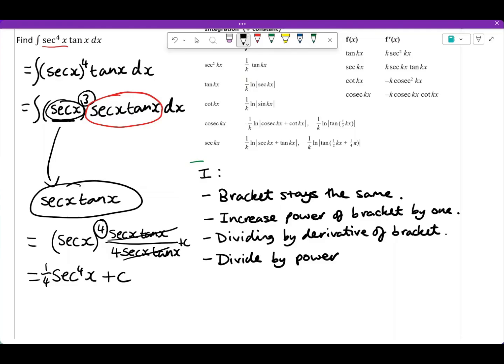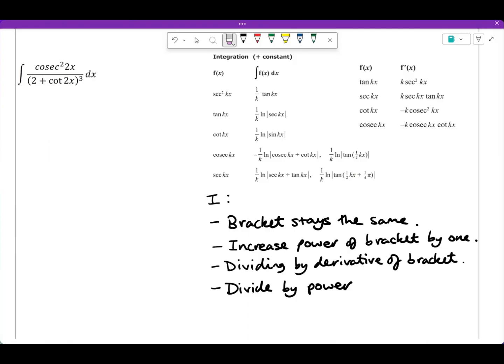Let's have a look at another one. So we've got our integral here. And this one looks a bit more complicated as we've got a fraction involving trig functions. Now what I note is that the denominator is raised to the power of 3. Therefore, what I'm going to do is rewrite this with indices laws.